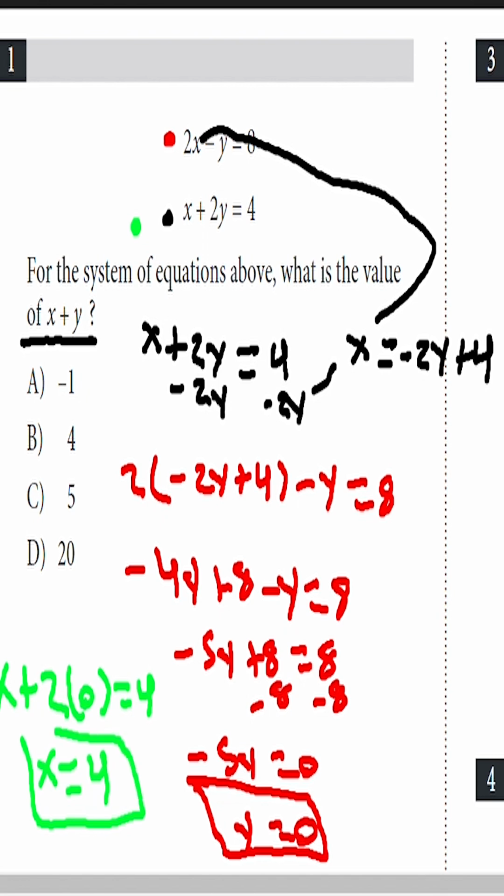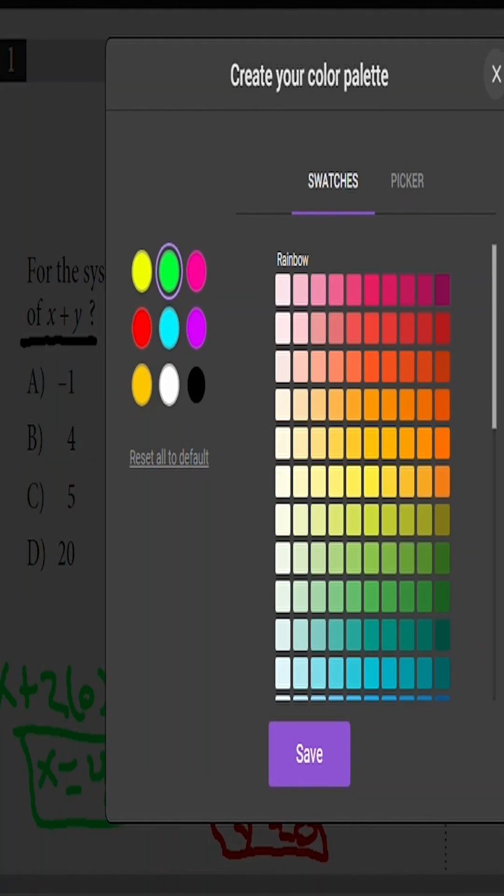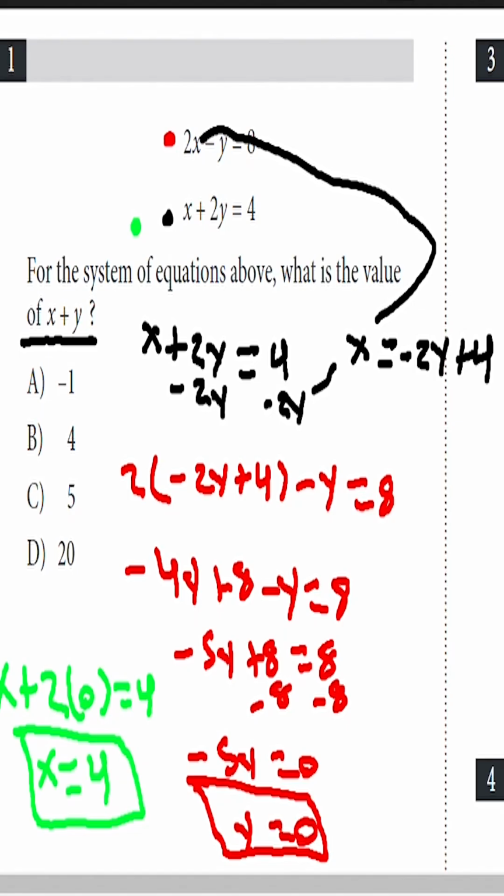So now I have both of my variables, and I just look at the question. I'm changing the color again, so it's a little easier to see, to blue. And I'm just going to add them together. So I'm going to take my x, which is 4. I'm going to take my y, which is 0. I'm going to add them together to get 4. So our answer is going to be B.